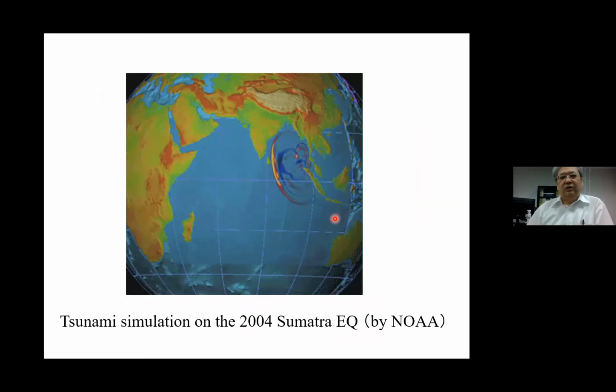And also this kind of subduction large earthquake gives a tsunami. This is a simulation of the 2004 tsunami by NOAA. You can see this is the hypocenter, and the tsunami propagated across the Indian Ocean and all over the world. And this huge tsunami killed many people. Anyway, this is one of the world disasters of this decade.